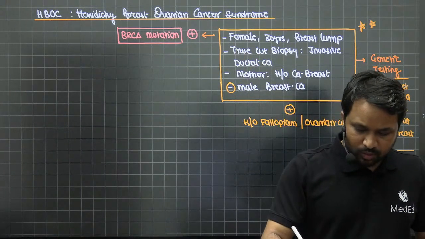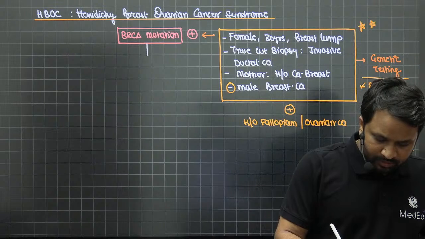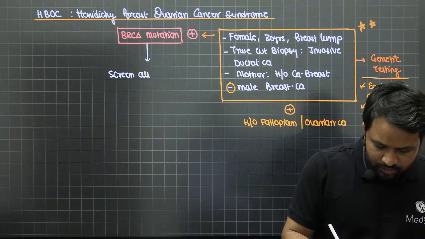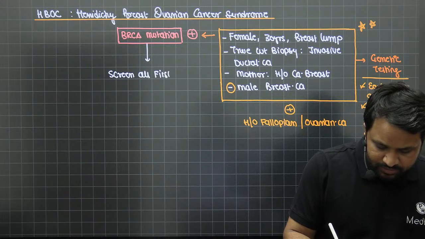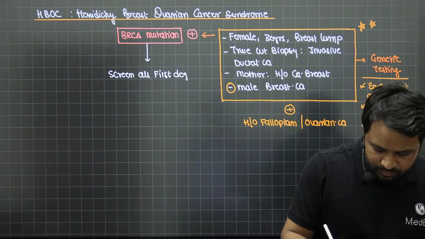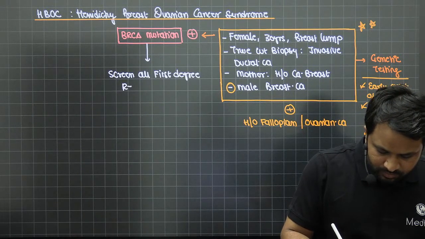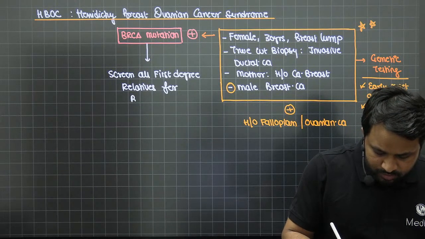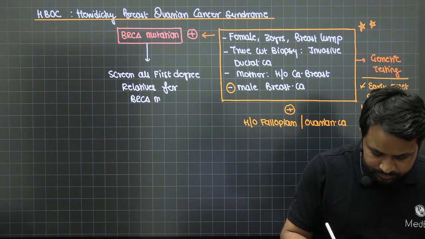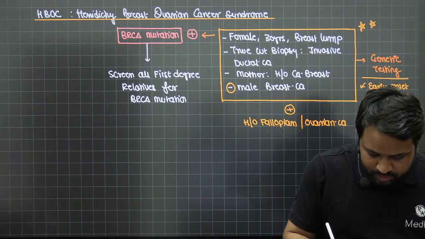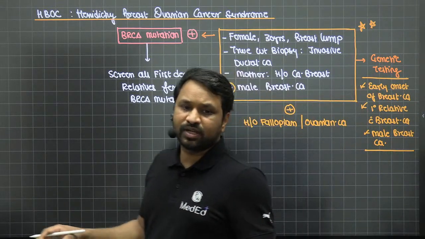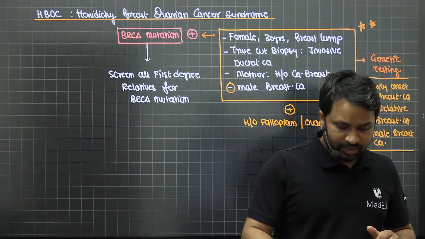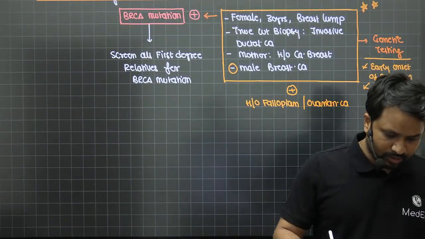Any female who has a BRCA mutation positive, I'm going to screen all first degree relatives for BRCA mutation. The first thing I'm going to do is screen all first degree relatives, that is mother, sister, daughter, everybody, even the son, for the BRCA gene mutation.